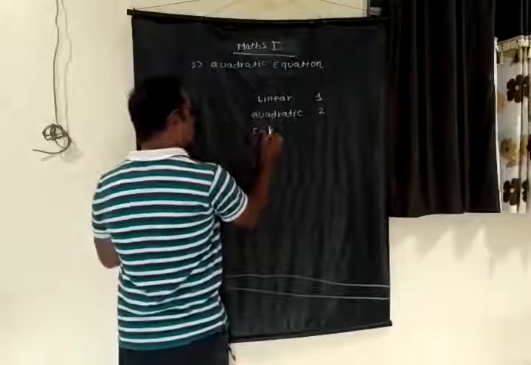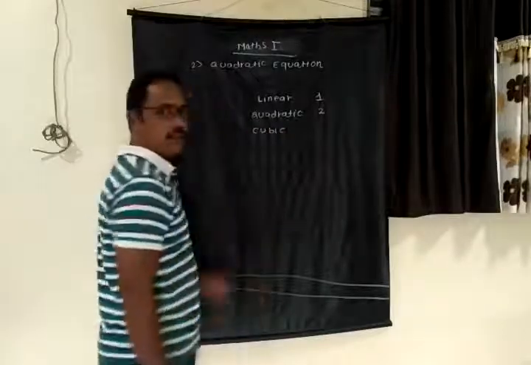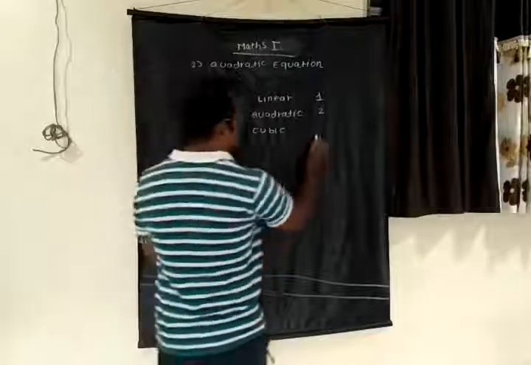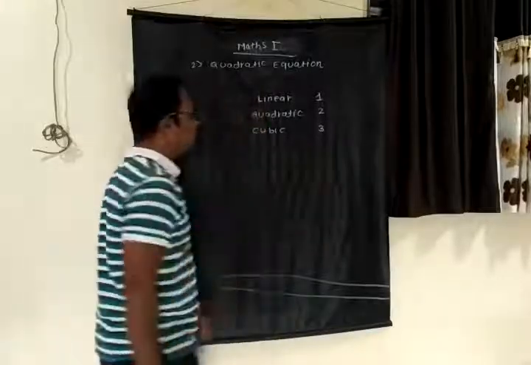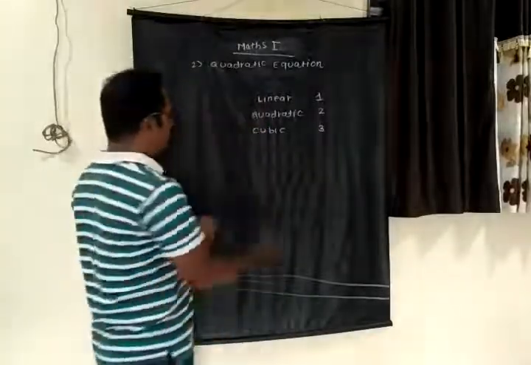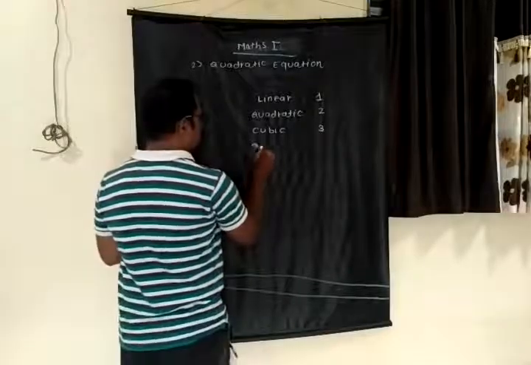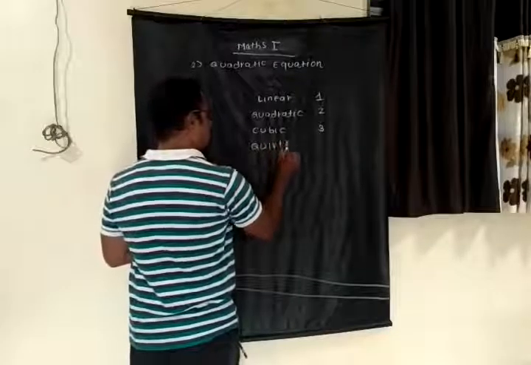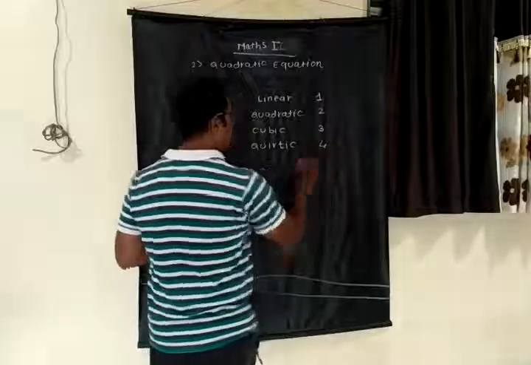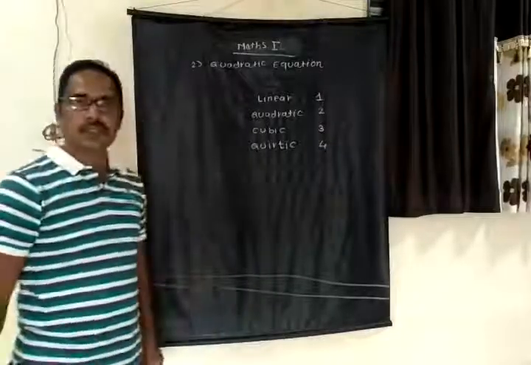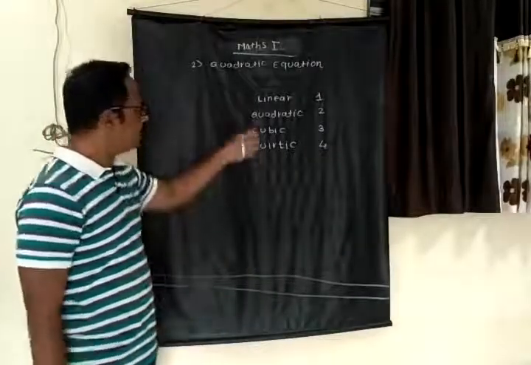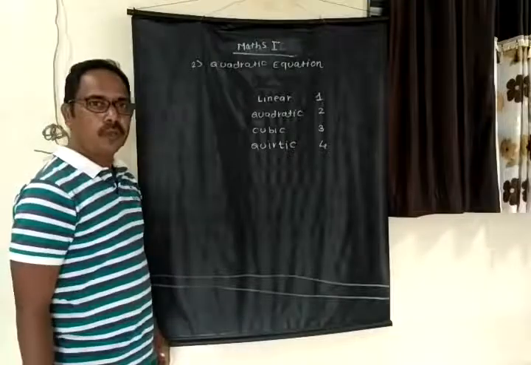Then the next one is cubic polynomial having degree as 3, and also cubic polynomial having degree as 4. Now these are the various types of polynomials.